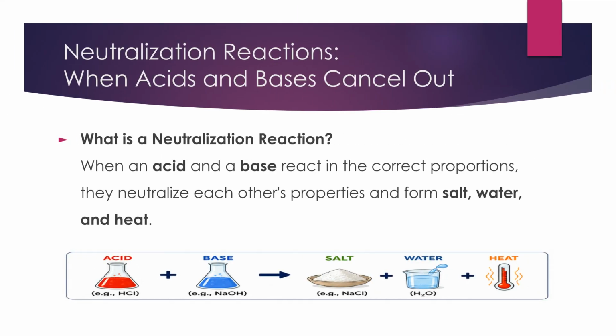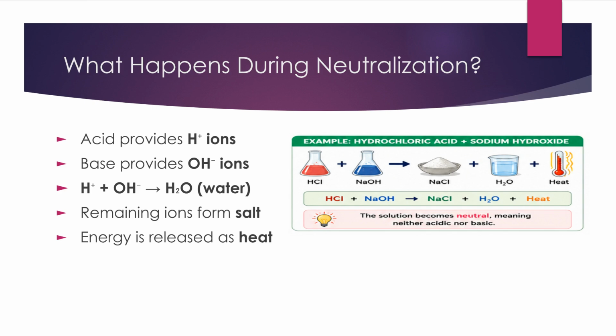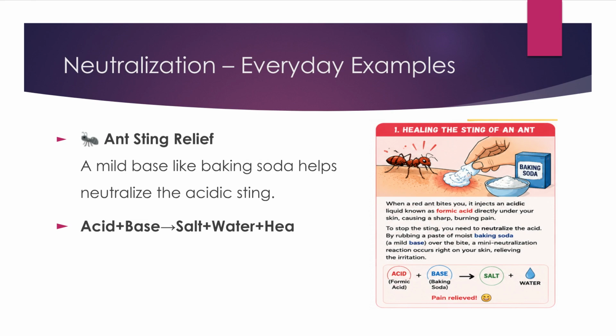A neutralization reaction occurs when an acid and a base react, forming salt, water, and releasing heat, effectively canceling out each other's properties. During neutralization, the acid provides H+ ions, and the base provides OH- ions. These combine to form water. The remaining ions form salt, and energy is released as heat. An everyday example of neutralization is ant sting relief. The acidic sting is neutralized by a mild base, like baking soda, illustrating how acid plus base yields salt, water, and heat.